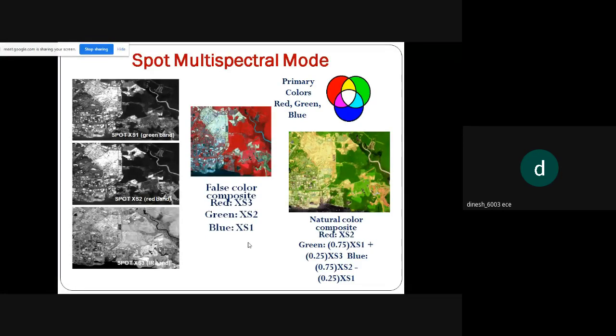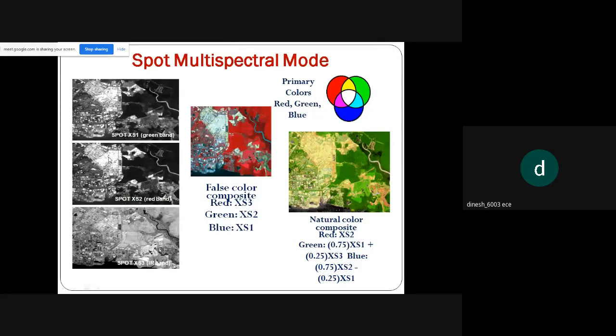Next is the Spot multispectral mode using the RGB color combinations, red, green and blue. Here you can see how the Spot XS1 looks, the same picture in green band, how it looks in red band, how it looks in infrared band. From this you can understand how the green band works, how the red band works and how the infrared band works. Since remote sensing is all illustrative in nature, I can show it only with examples of this.